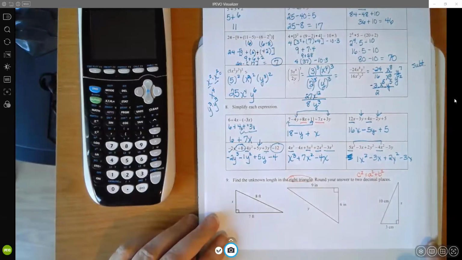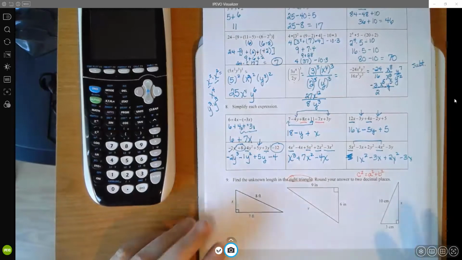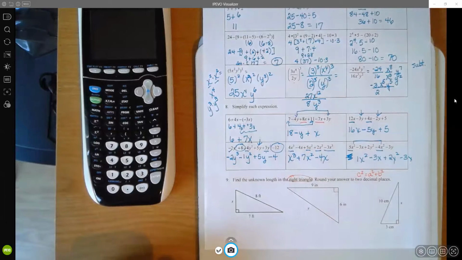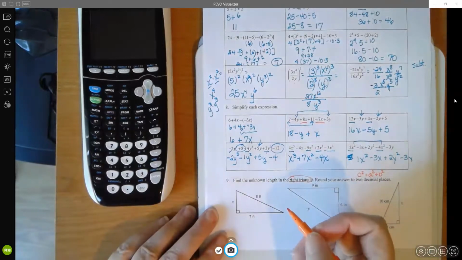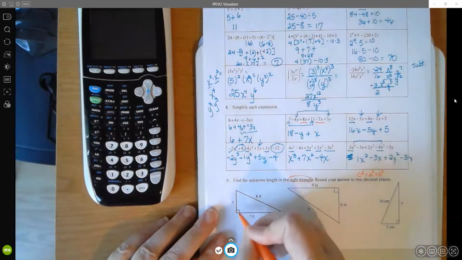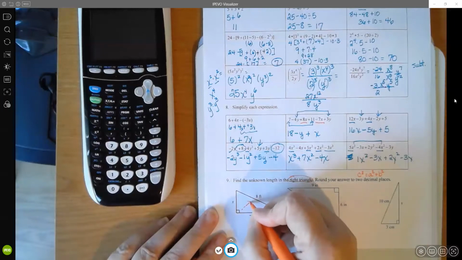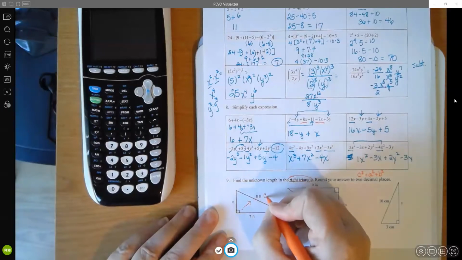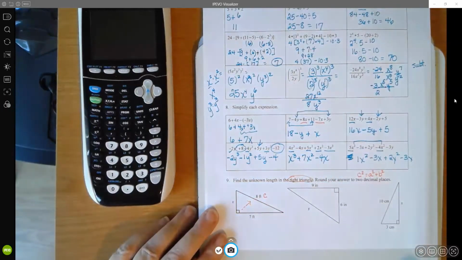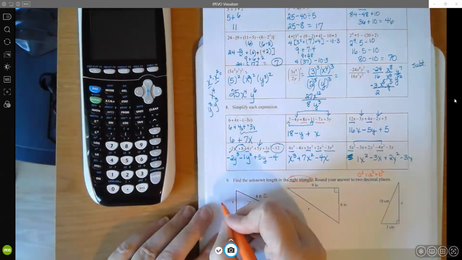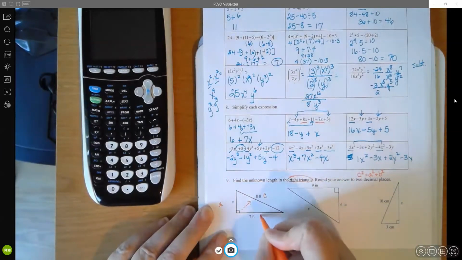Then in the problems, we have 2 types of problems. We have problems where one of the legs is missing, and then we have ones where the hypotenuse is missing. So let's look at this first one here. As we look at this problem, there is the right angle, and across from the right angle is the hypotenuse, so that makes that side the C, and then the other sides are my A and my B.